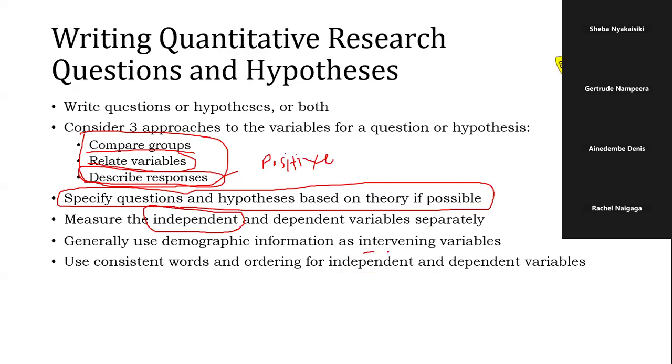Then we have the intervening variables. The intervening variables also have an influence on the independent variables. So here they say demographic information will normally be the intervening variables. So for example, we talked about age. They may also be things like levels of education. Those may affect perceived usefulness.